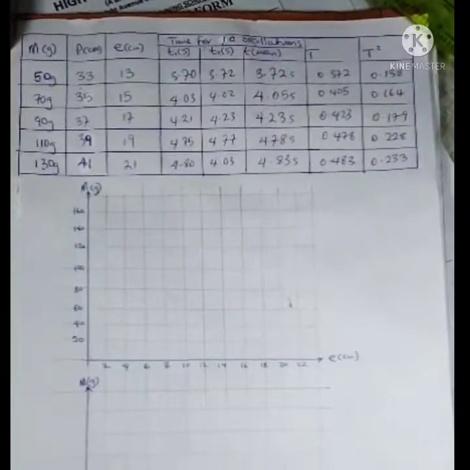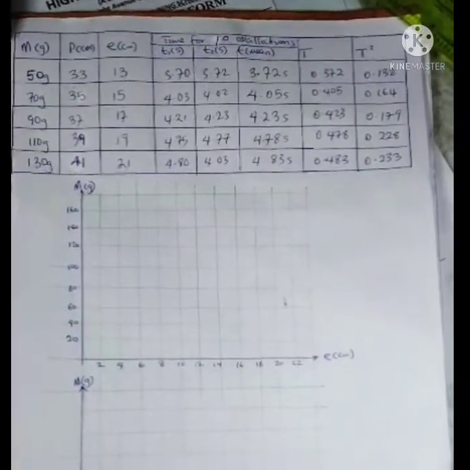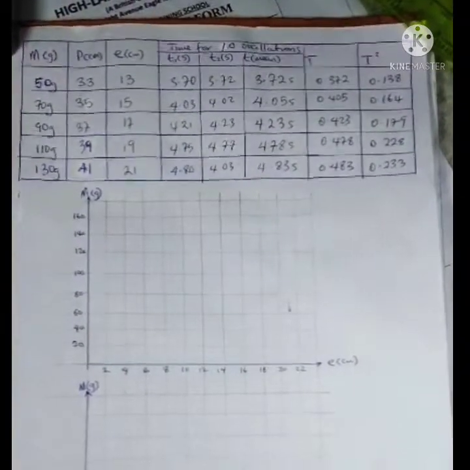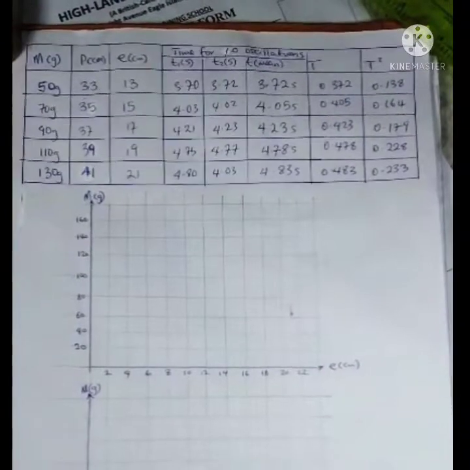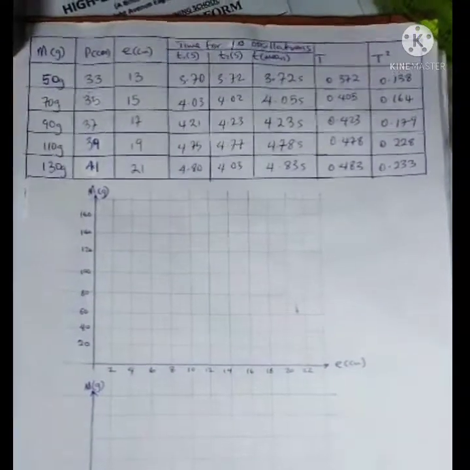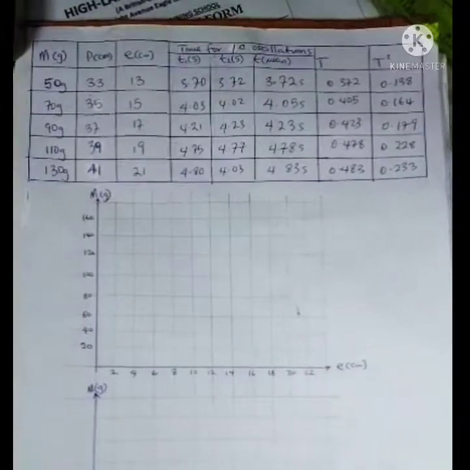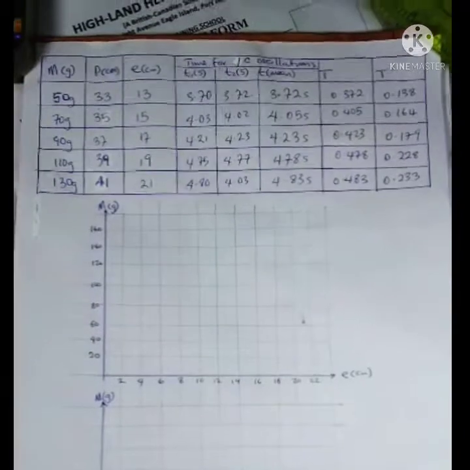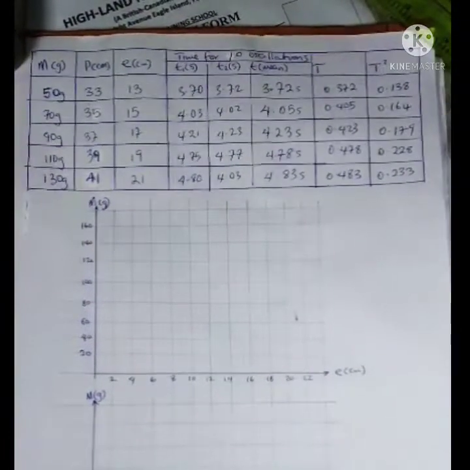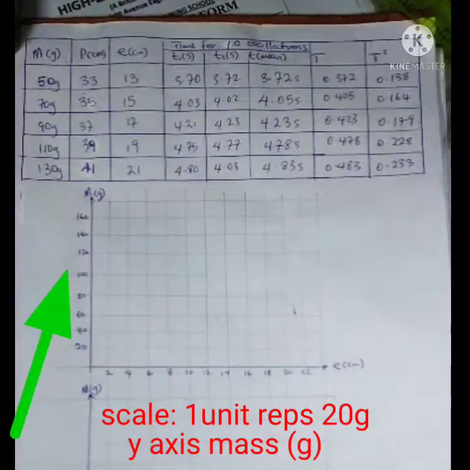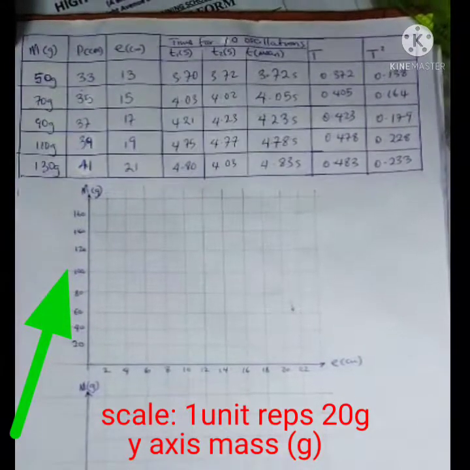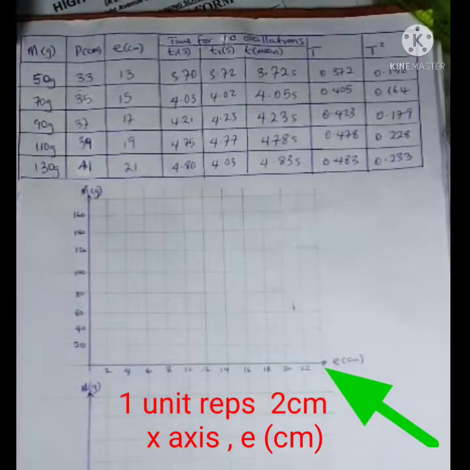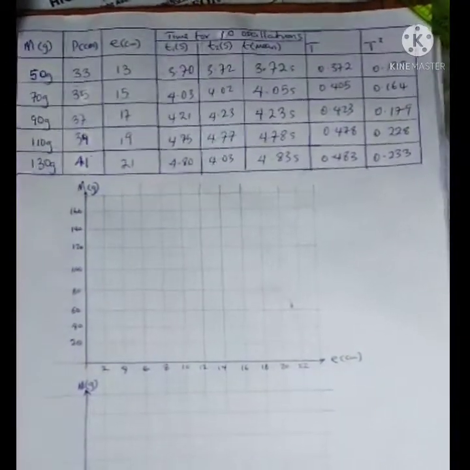Okay, now for us to plot our graph, we're going to plot the mass against the extension. So for mass against extension, for the y-axis of mass, I chose 20 grams to represent 1 unit, or 1 unit to represent 20 grams. And then for the x-axis, I chose 1 unit to represent 2 centimeters.